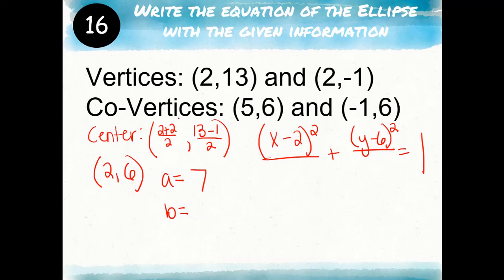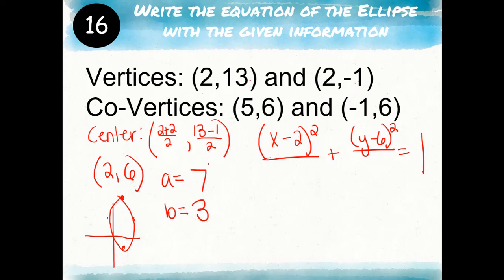B, again, is my center to my co-vertices. So how far is (2, 6) from (5, 6)? 3, right? Now, I need to figure out which way this guy is facing. Is he a vertical ellipse or a horizontal? The best way I find is to do a little sketch. So (2, 13) would be way up here, and (2, -1) would be right down here. And then (5, 6) would be right here and right there. So this guy looks something like this. Notice he has a vertical major axis. Another way to look at that is looking at the vertices: the y's are changing. That's how you know it's vertical.